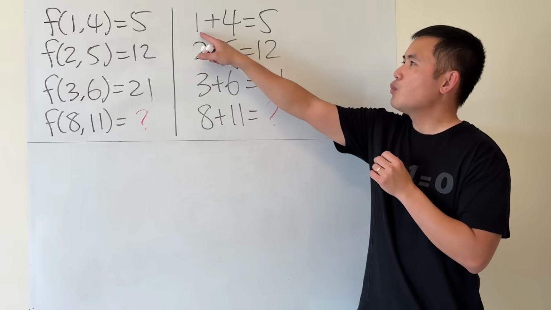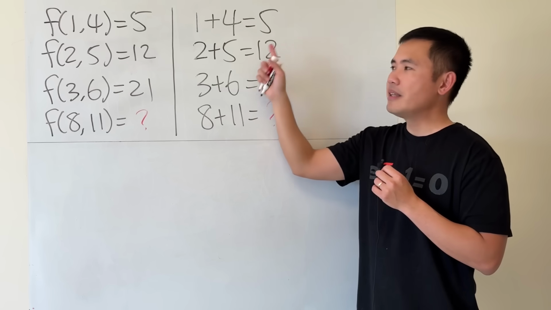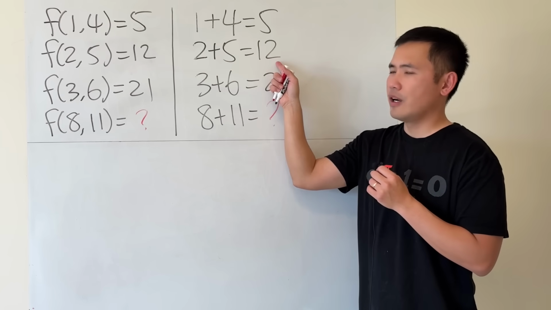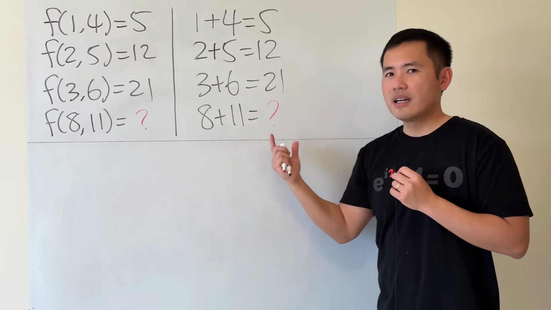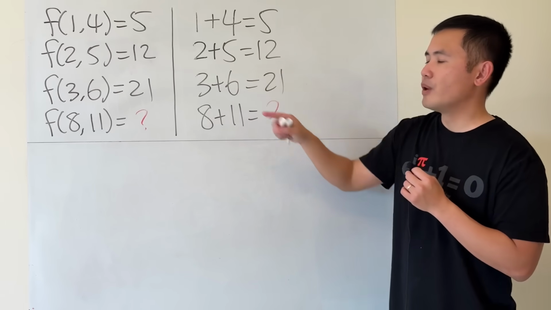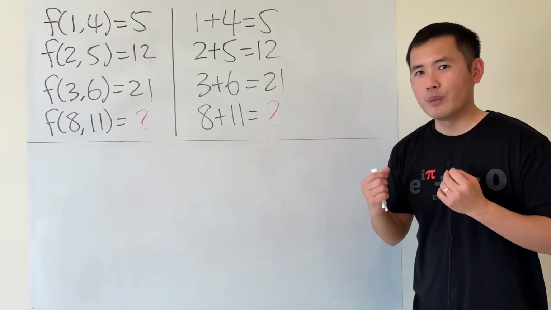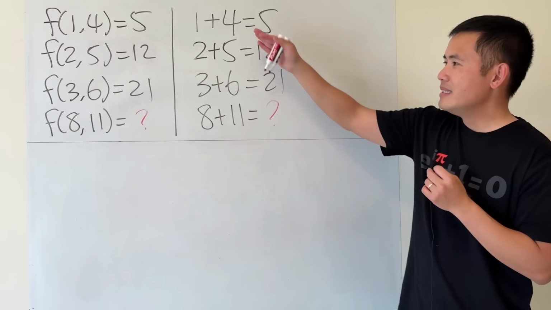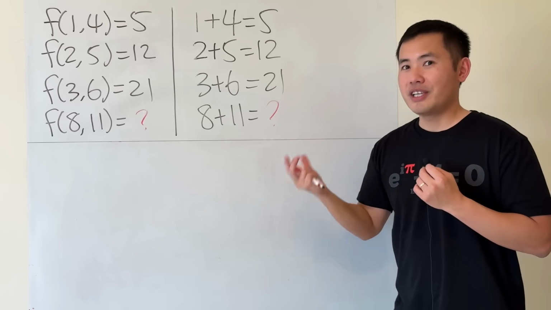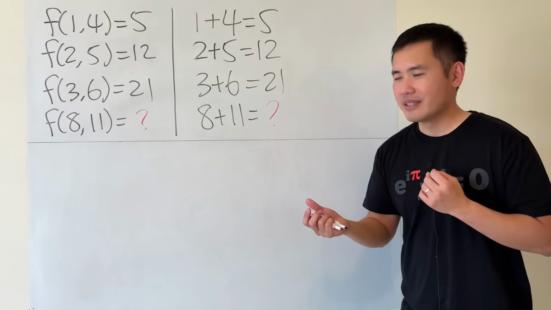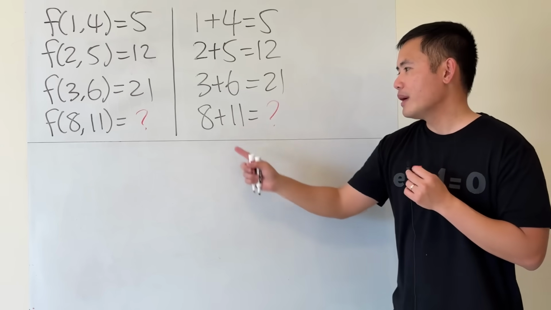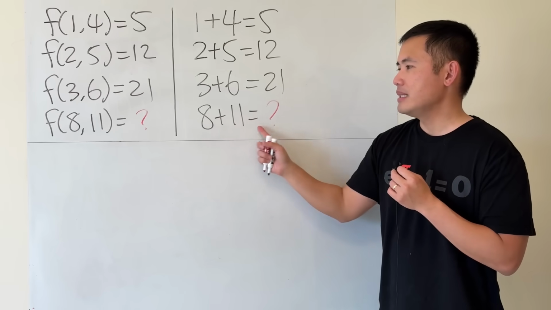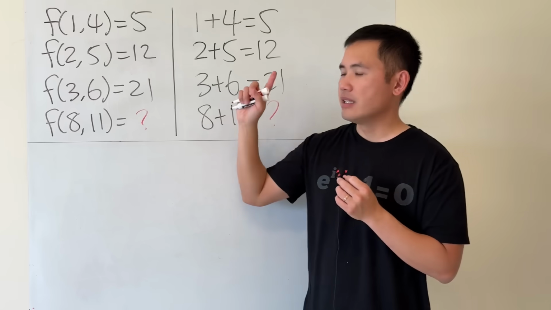But anyways, if you have 1 plus 4 is equal to 5, that's okay. But next, if you say 2 plus 5 is equal to 12, 3 plus 6 is equal to 21, then you can clearly see that this plus symbol is no longer the plus symbol that we used to know, right? It secretly got changed to a secret operation. But anyways though, based on this right here, we are going to figure out what is the value for 8 plus 11. Seriously, it's the same thing as this.